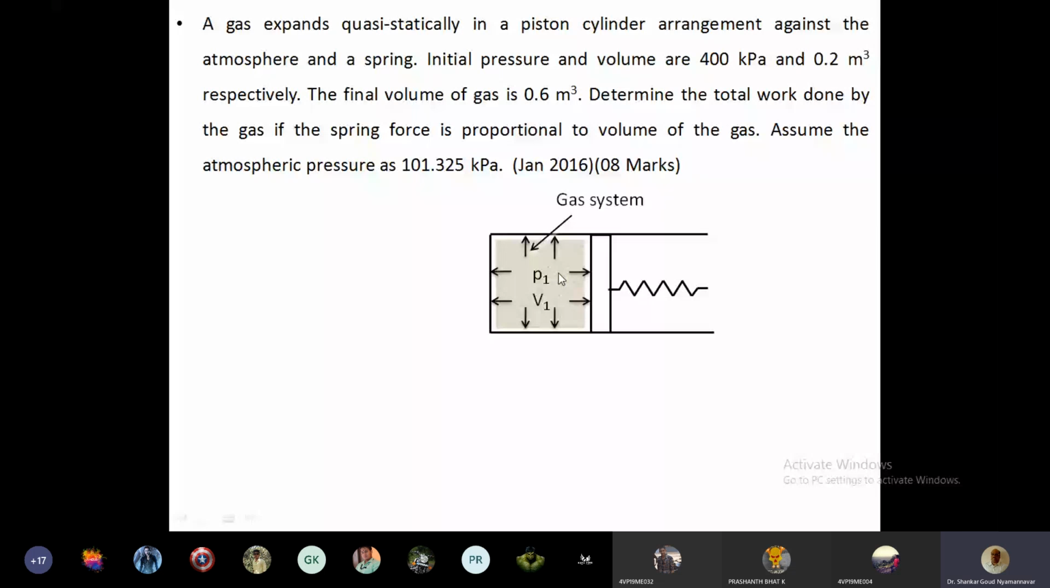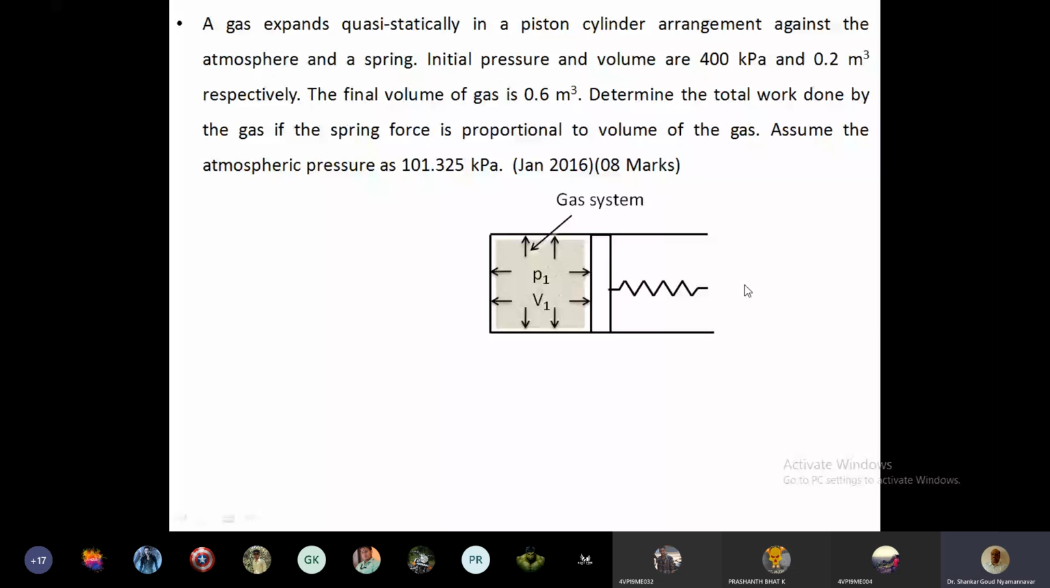Okay, so pressure inside is 400 kilopascal. Here the force exerted by the spring is proportional to the displacement of the piston. Suppose the piston moves by a small amount x, that force will be proportional to that x. If x increases, force increases. So during the quasi-static process, this boundary is moving against a force. When you move this boundary against a force, work is done by the system. So how much is that work done? That we have to calculate.